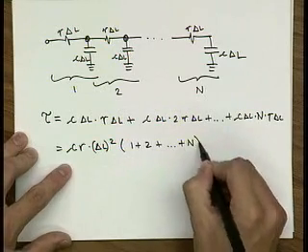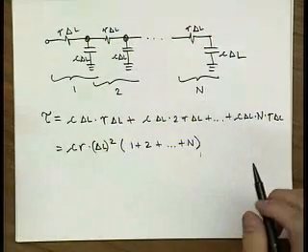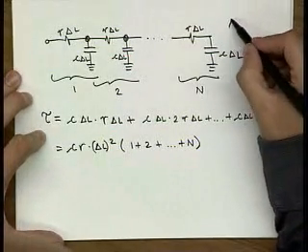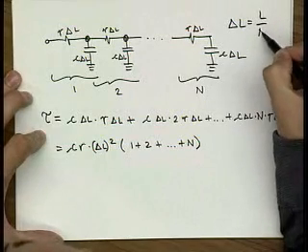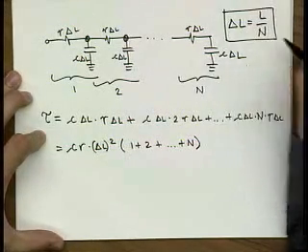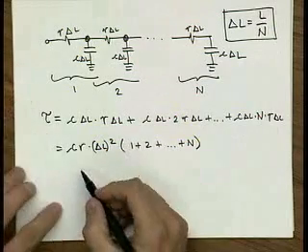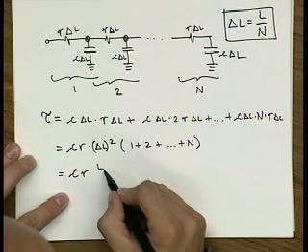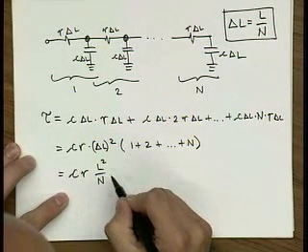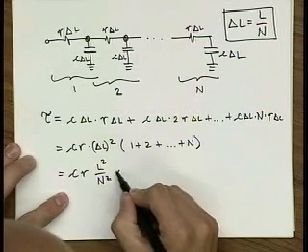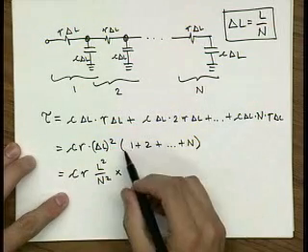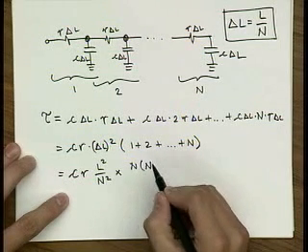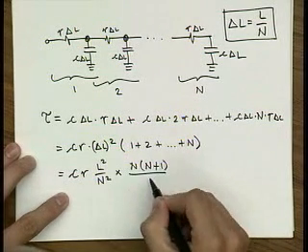So now if we assume that the total length of our wire is equal to L, then your delta L is equal to L over N, if you have N segments, right? So now this is equal to C times R times L squared over N squared, and then times this sum, which is what you know how to do, it's basically N times N plus 1 divided by 2.